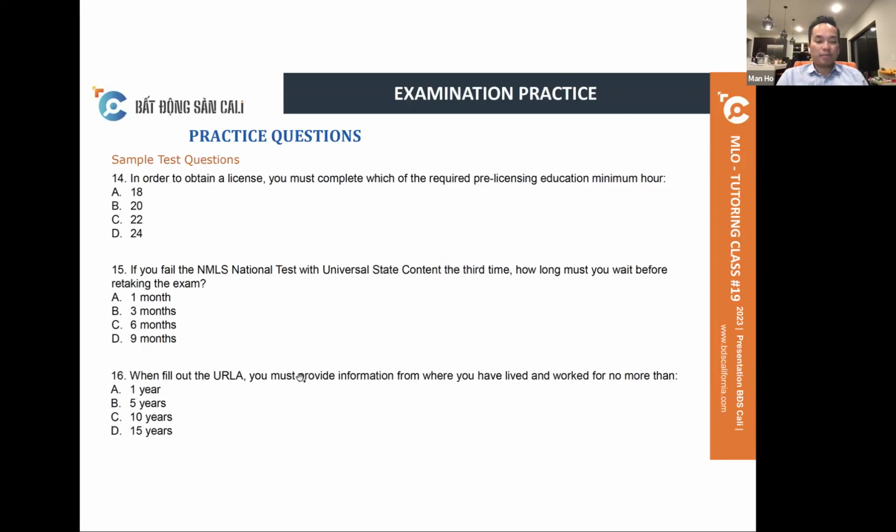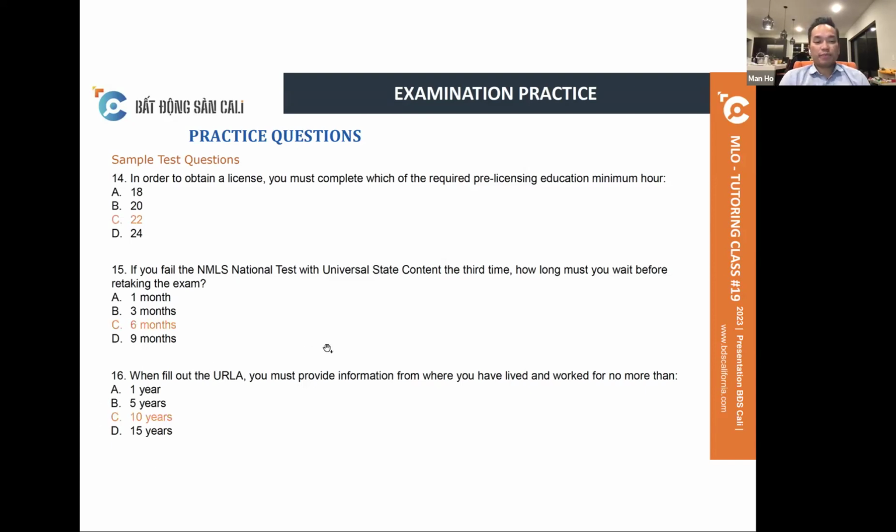Number 16. When filling out a URLA, you must provide information on where you have lived and worked for no more than how many years? 1 year, 5 years, 10 years, or 15 years? The URLA is the Uniform Residential Loan Application. How many years of your past residences do you need to provide? Is it 1 year? Maybe too little. 5 years, maybe enough. 10 years, maybe so too. 15 years, not too long.